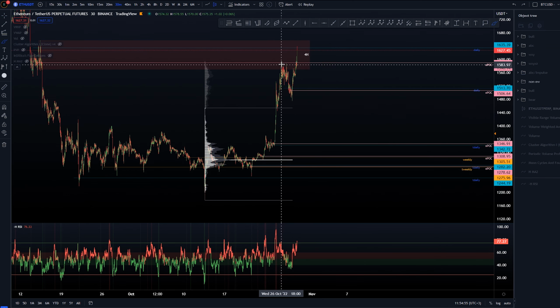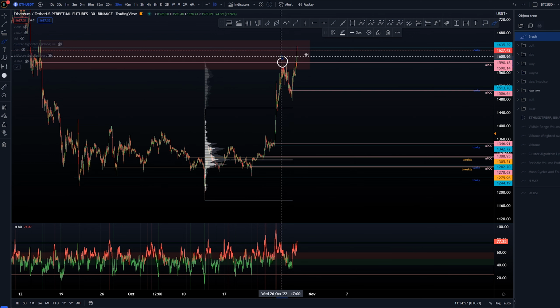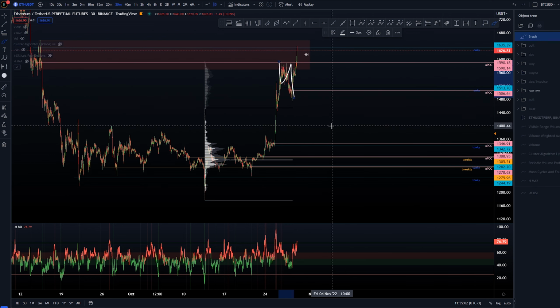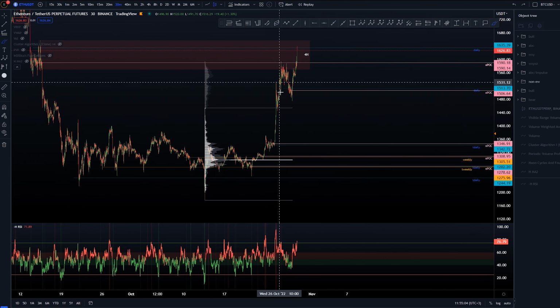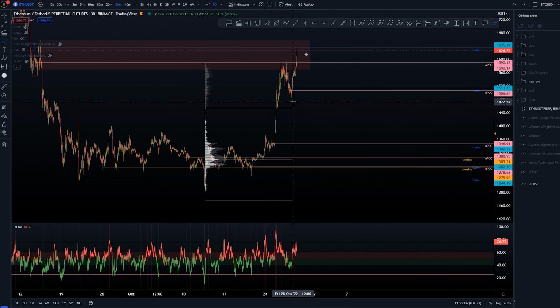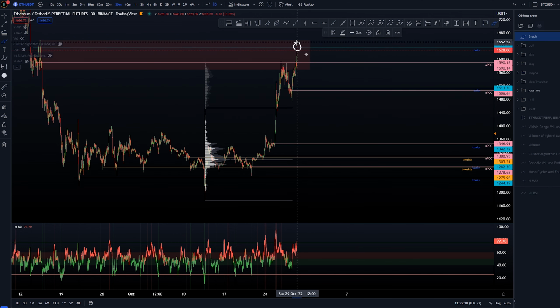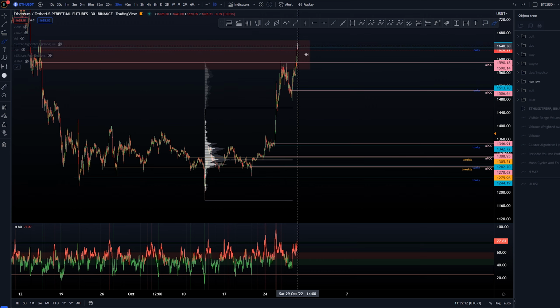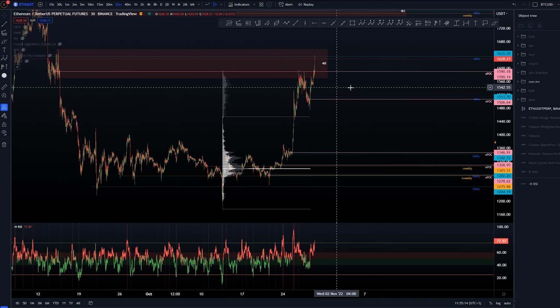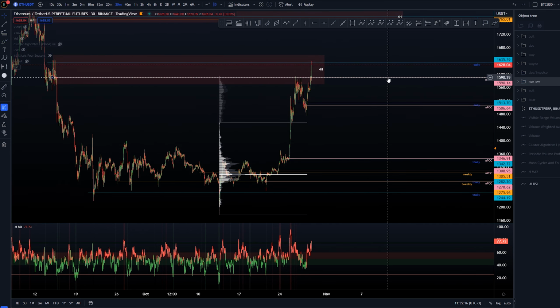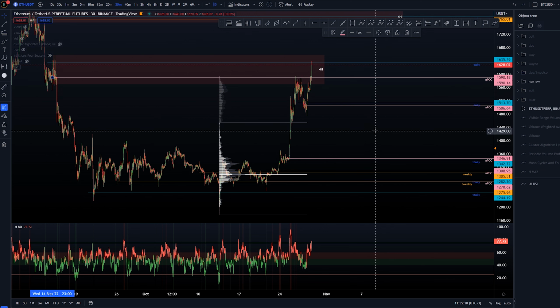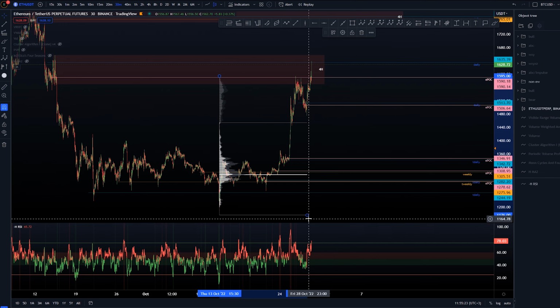On the 26th, we had a tag into a naked point of control where we took downwards some kind of 3-way structure. I've labeled it as 1, and then afterwards we would have another pump up higher, tag the daily, and now finding some kind of resistance there as well. These are definitely very valuable dailies, naked point controls, and of course the volume profiles.